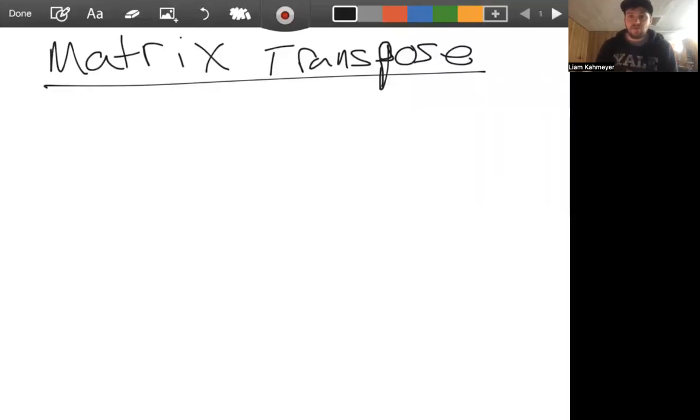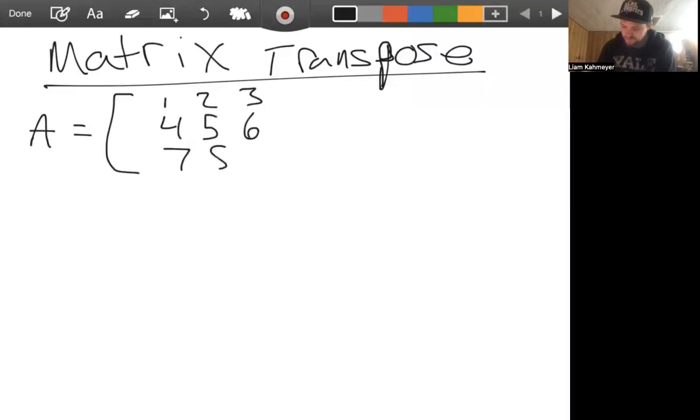Okay, now we're going to introduce some more operations that we can perform on matrices. And the first one that we're going to talk about is the matrix transpose. So I want to start with some examples, actually. So let's say we have a matrix A. Let's let this be a 3 by 3 matrix, and I'll just give it the entries 1, 2, 3, 4, 5, 6, 7, 8, 9.